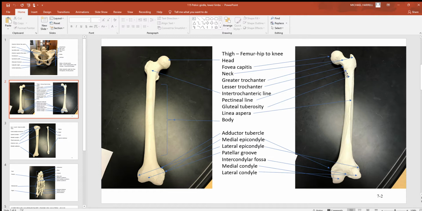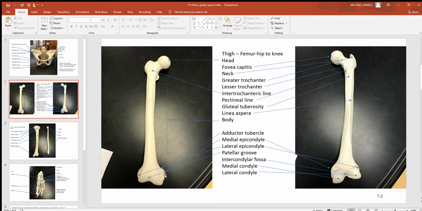Just below that is a little ridge right here called the pectineal line, and then a bump called the gluteal tuberosity, obviously where some muscles attach. This little ridge right down the back, and again, this is an anterior view over here on the left side and a posterior view over here on the right. So on the back, there's a little ridge going down the back of it. That's the linea aspera. And again, the body of any bone is just the main length part. That would be the diaphysis of that long bone right there.